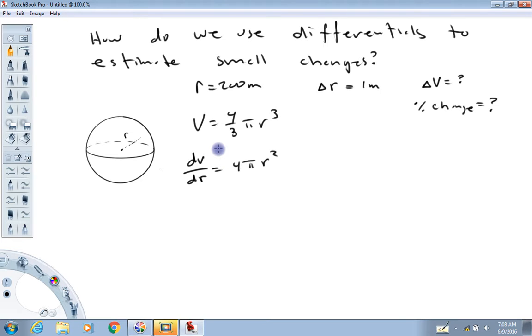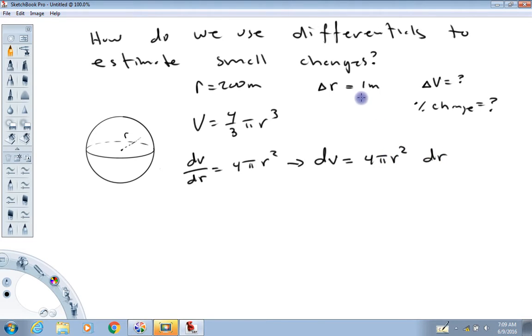Now, this is a first derivative. Remember, first derivatives are separable because they're the ratio of two things, two differentials. This is the differential of V over the differential of r. So what I can do here is multiply both sides by dr. The new line is going to read dV equals 4 pi r squared times dr.